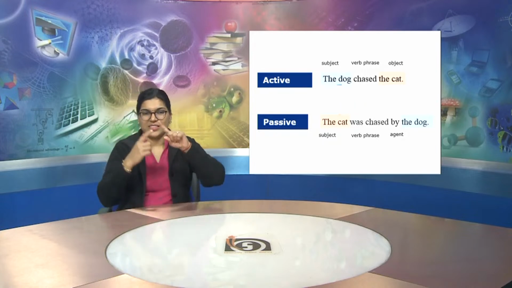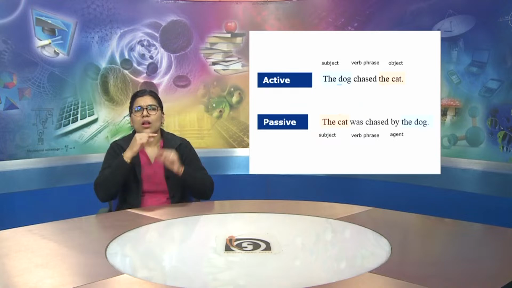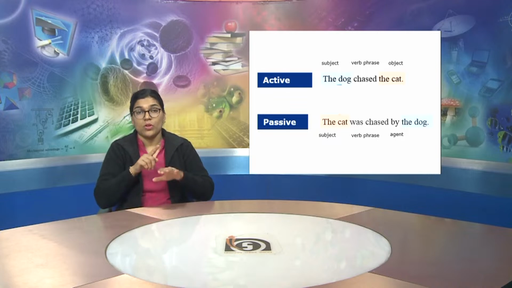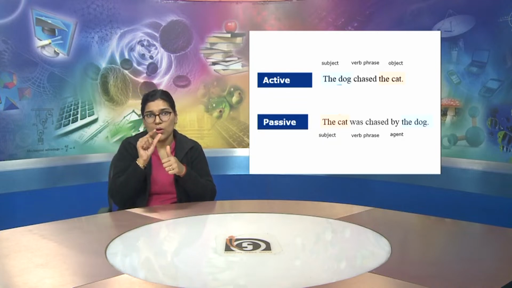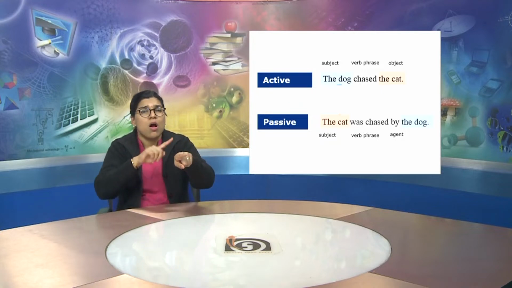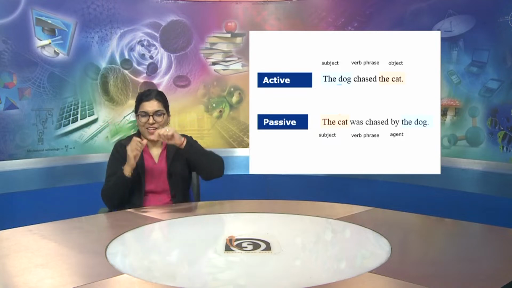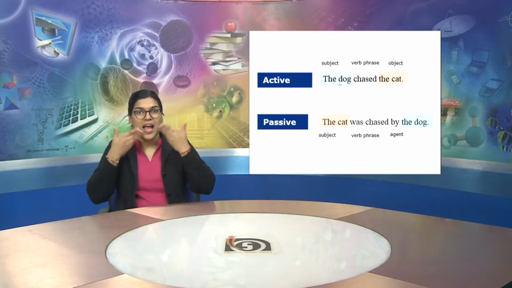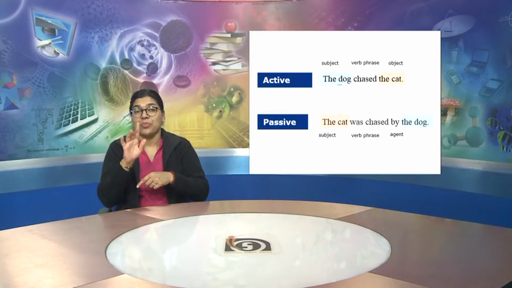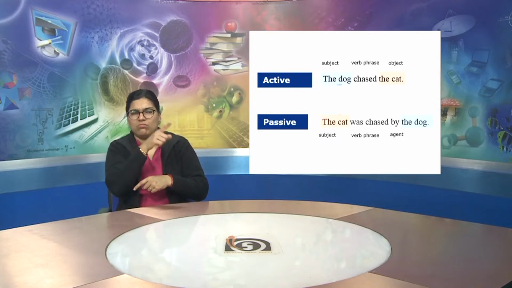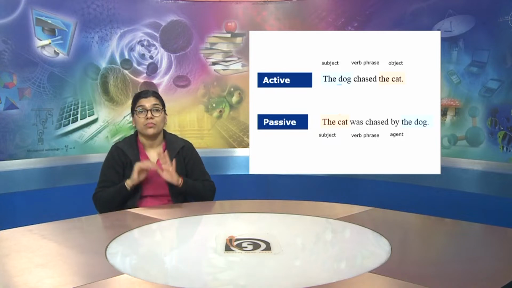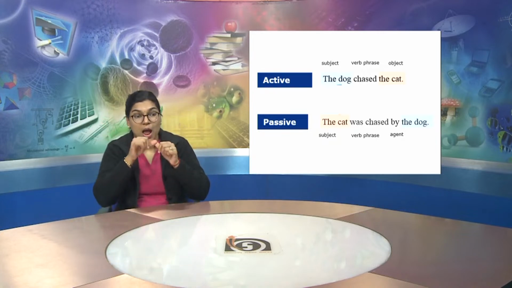So you can see the first sentence, which is an active sentence. It is in active voice. The statement is, the dog chased the cat. We know this is the sentence, and the cat is the object, the dog is the subject, and the verb is chased. So this is the active statement, whatever incident is happening in the sentence.